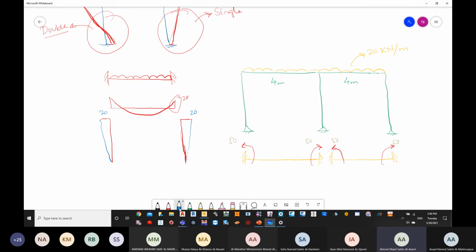Now you will see the left column is going to be pushed. It starts from 0 here because this is a hinge. A hinge does not have a moment. So it starts with a 0. This is the value of the moment for the column, which is 50.